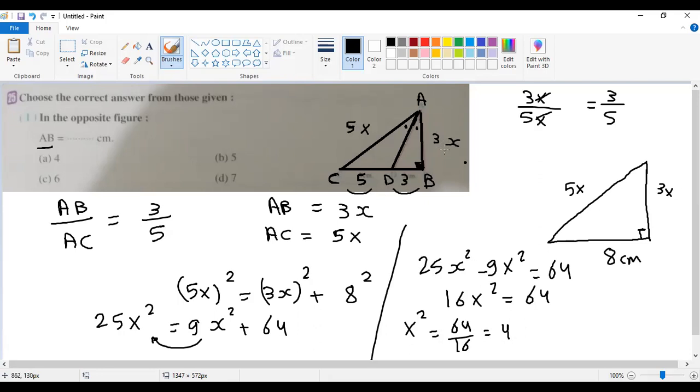Now we can find the length of AB because I managed to get x squared, which is 4. So x equals the square root of 4, x equals 2. So the length of AB is 3x, so AB equals 3 times 2, it will be 6 centimeters. You will take 6 centimeters.